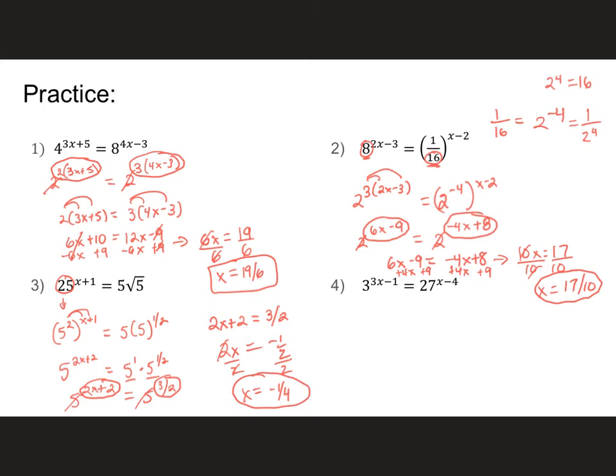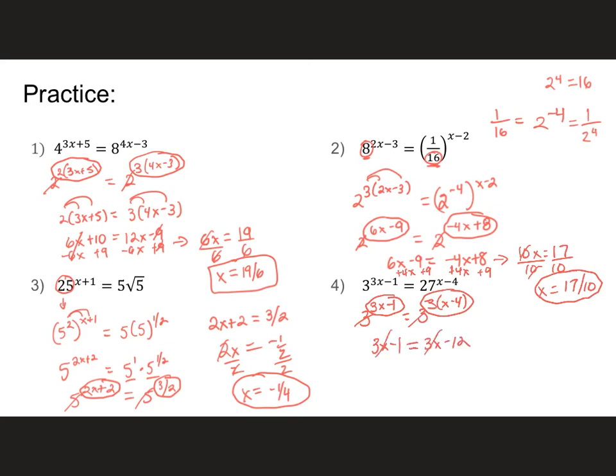And finally, our last question, number 4. I have 3 raised to the 3x minus 1 equals 27 raised to the x minus 4. So again, I want to rewrite these bases so they're the same. And I recognize that 27 is a perfect cube. So I can rewrite it as 3 cubed. And since both bases are 3, I can set those exponents equal. So I have 3x minus 1 equals 3x minus 12.